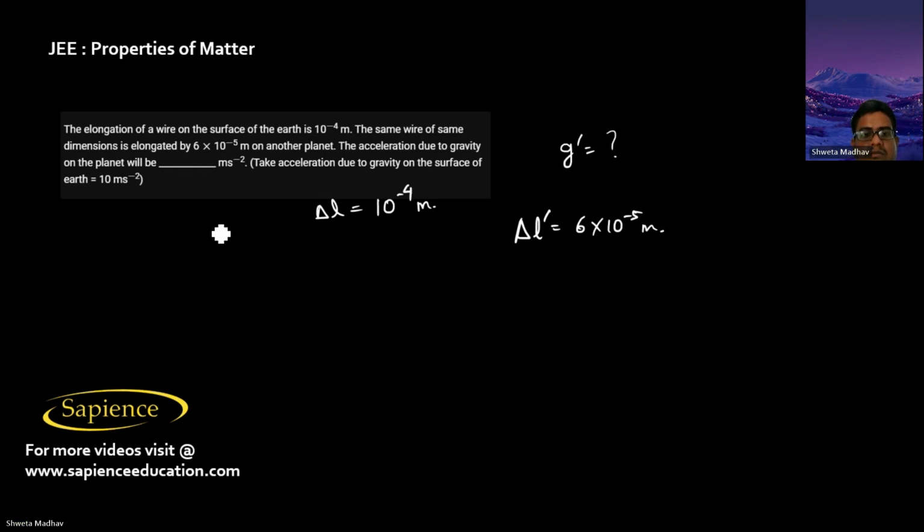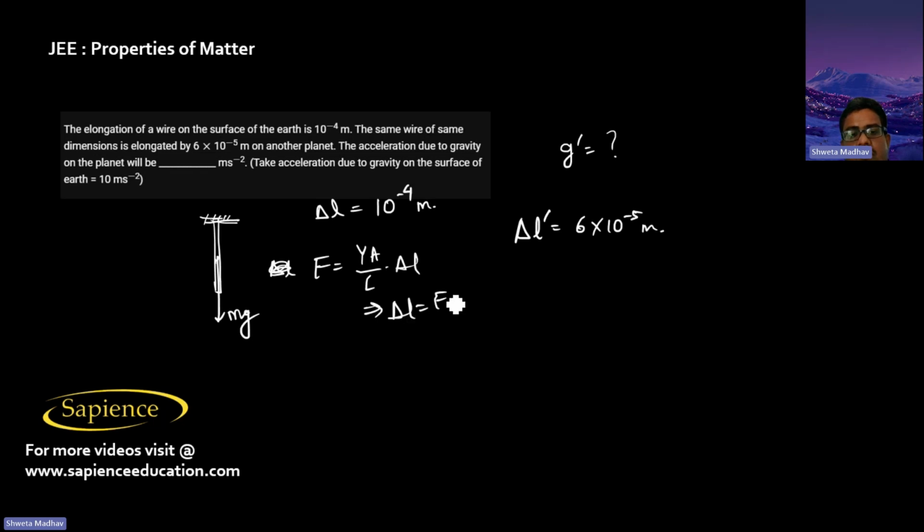Now we know that when we place a wire, its weight mg will act downwards, so there will be an extension or an elongation in the wire. F we know is equal to YA by L into delta L, so delta L will be equal to FL by AY. Therefore delta L, the extension in this case, where the load applied is mg, will be mg into L.